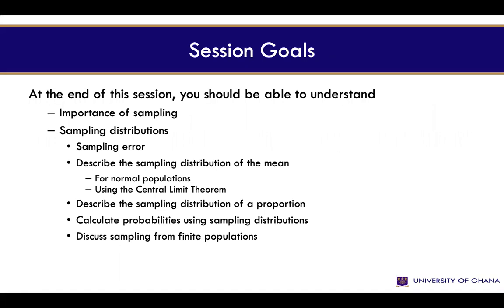So these are my session objectives. You should be able to understand the importance of sampling, sampling distribution, sampling error. We do some mathematics using sampling distribution for normal populations, central limit theorem, and also we calculate probabilities using the sampling distribution. Some of these we are well aware of, so you will see how we can go through. So proportions, probabilities, sample proportions, population proportions, all of those things we would take note of.